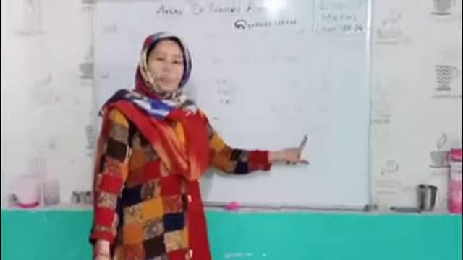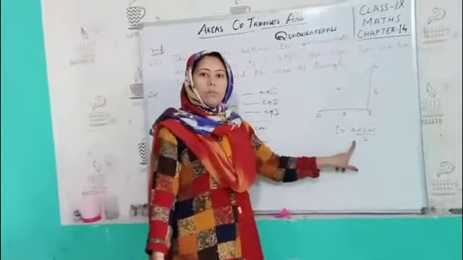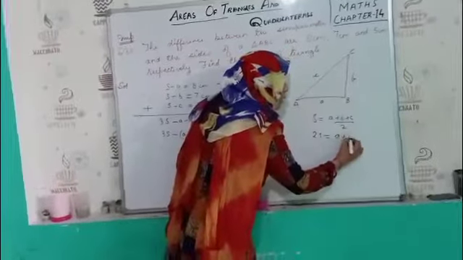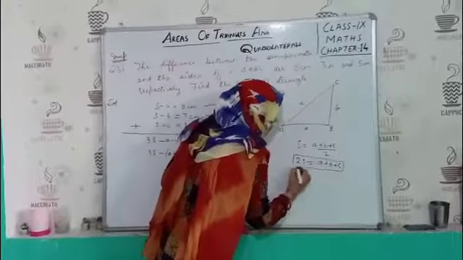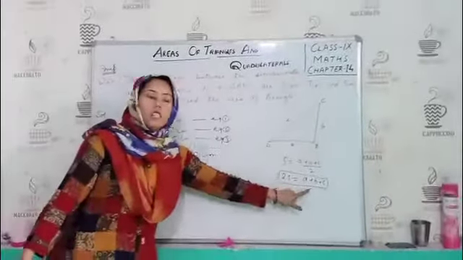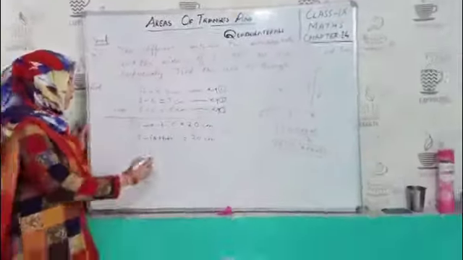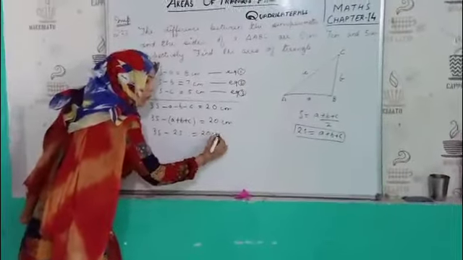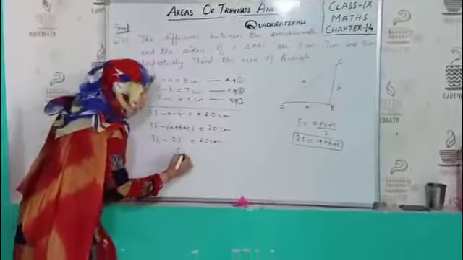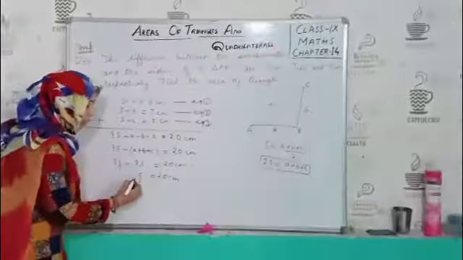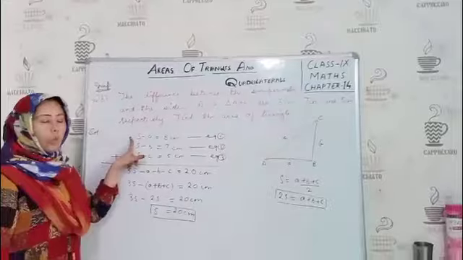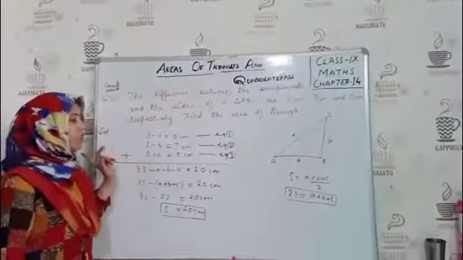We know that the semi-perimeter is (a plus b plus c) divided by 2. So 2s is equal to a plus b plus c. So the value of a plus b plus c is 2 times s. We will put this value: 3s minus 2s is equal to 20 centimeter. 3s minus 2s is s, so s is equal to 20 centimeter. Understood? So we will get the value of s. Now we will put the value of s over here, so we are able to find the values of a, b, c.